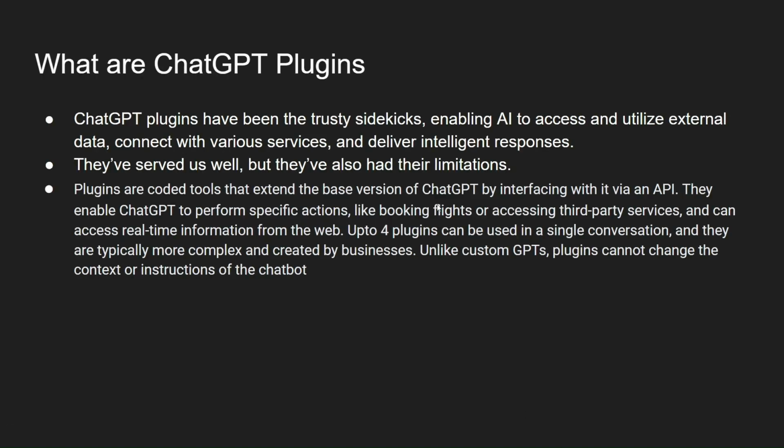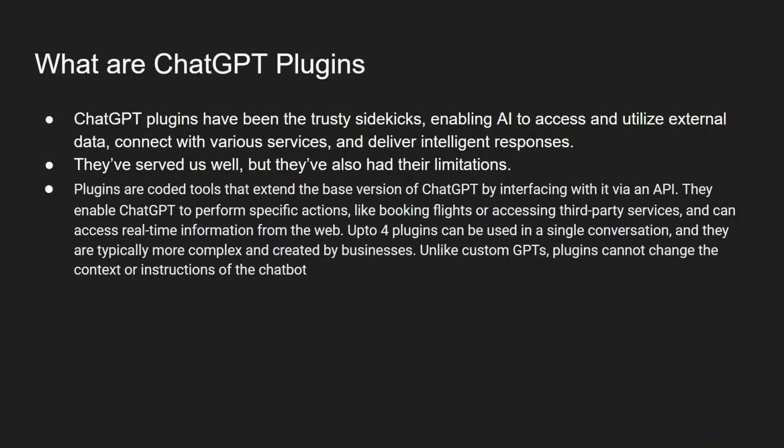So the next one is, what are ChatGPT plugins? Plugins are basically your sidekicks, enabling AI to access and utilize external data, connect with various services and deliver intelligent responses. We all know ChatGPT has a cutoff date. GPT-4 has a cutoff date sometime in April 2022, I guess, or September 2022, and Turbo has a cutoff date in April 2023. And this is something OpenAI said they're going to update for every new model that keeps coming up. So they have served us well. We also know their limitations.